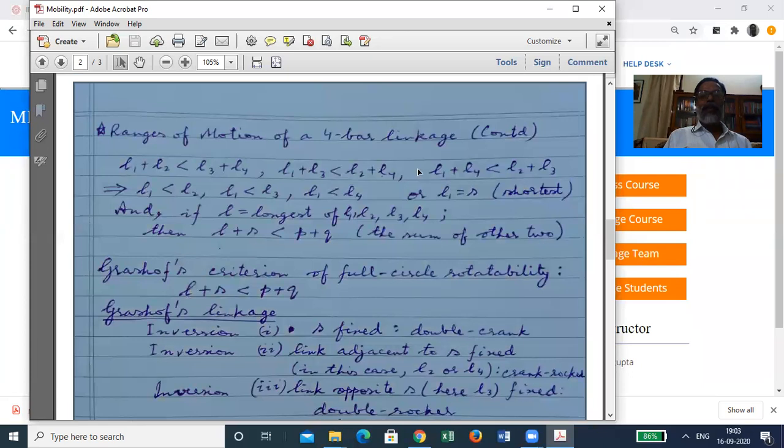If you add these two similarly, then you see L3 and L4, L4 and L3 will go off, and what will remain?